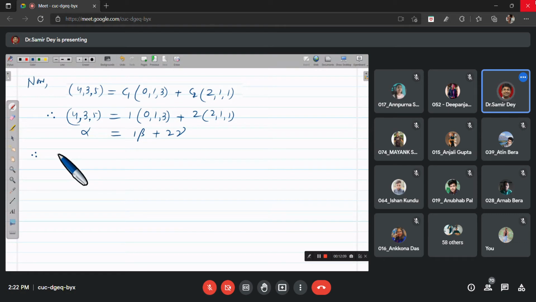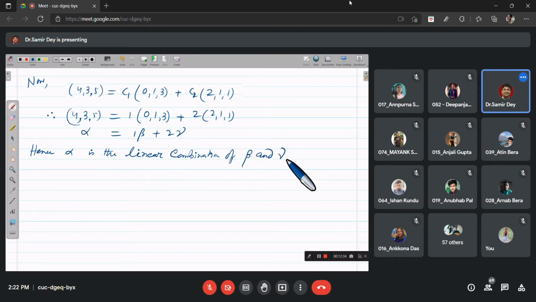So therefore you can write, hence, alpha is a linear combination of beta and gamma. Clear? Yes, sir. So this is the process. Suppose you have a question in your mind, what does it mean, sir? What does linear combination mean?